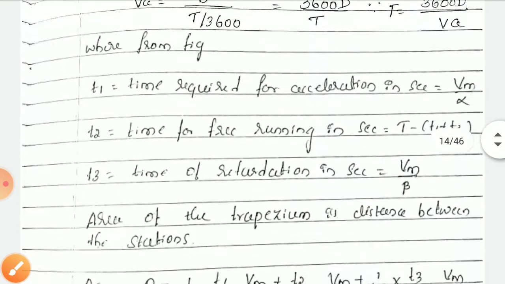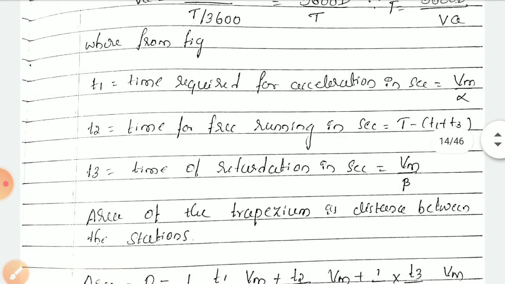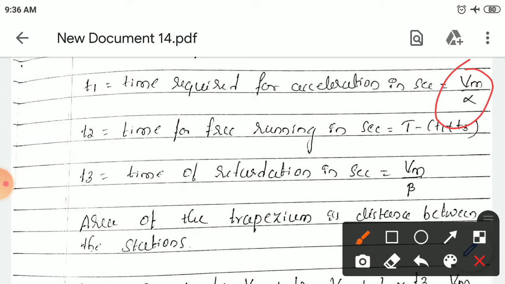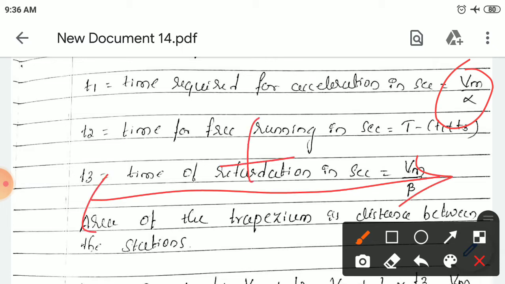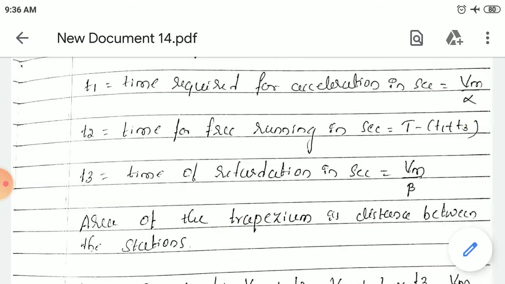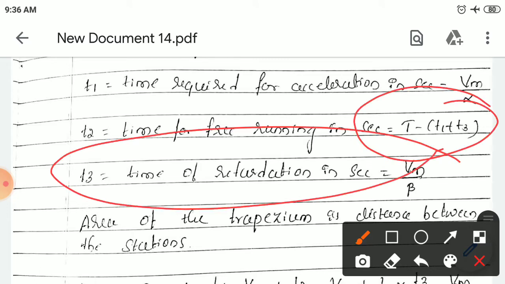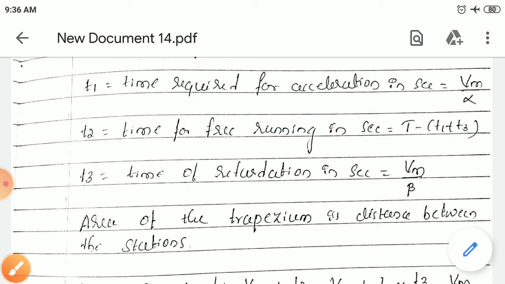T1, the time required for the acceleration in seconds, is equal to Vm by alpha. T2 is equal to the total T minus T1 plus T3. T3 is the time of retardation or braking, in seconds, which is Vm divided by beta. Here alpha is the acceleration and beta is the retardation.